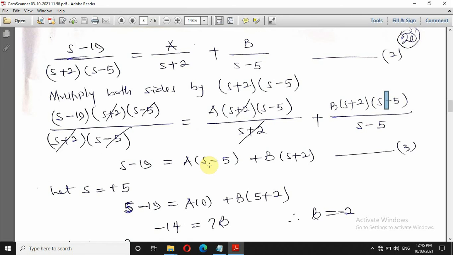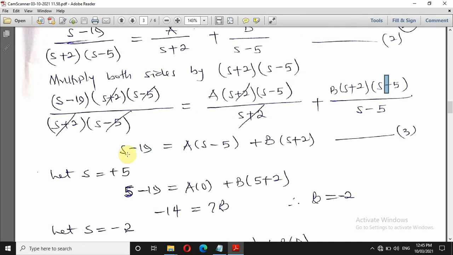How do we find our a and b? Let us set x equals to plus 5. By the time we have our x to be plus 5 here, this one will give us 0. Then you can find b. So if x is 5, 5 minus 19 will give us minus 14. This one will give us 0. By the time you put 5 here, that will give us 7, 7b. So from here, we can find our b to be minus 2.